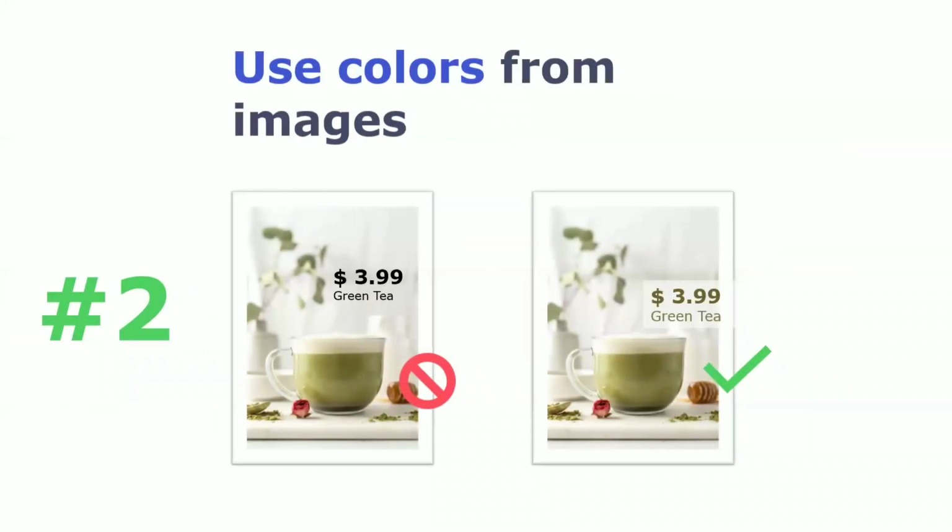The second hack is whenever you are using images and text together, ensure that you pick the colors from the images on the text. So if you see on the first illustration, just black text is used to display the price. Here, the color is being picked from the image itself and it stands out.